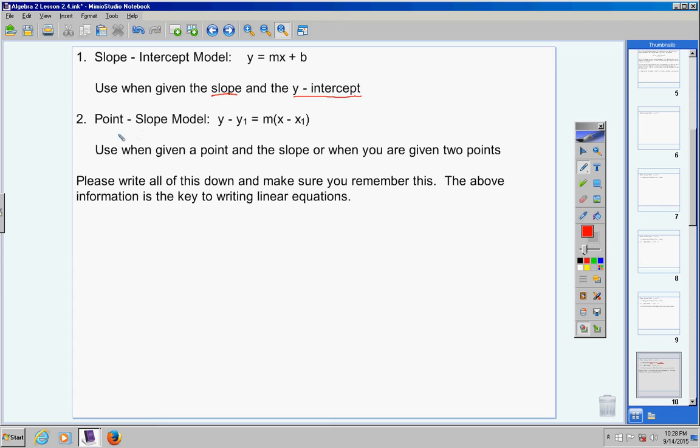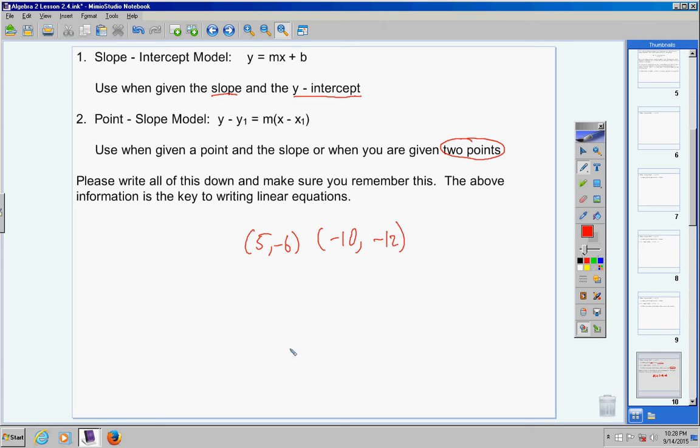The second model is called the point slope model. Now, you use this model when I give you a point and the slope of a line. So I might say, hey, a line passes through this point and has a slope of this right here. Well, if that's what I give you, a point and a slope, then use this model here. You can also use this model when I give you what? 2 points.